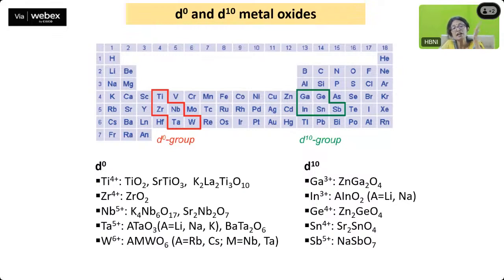Or else you find, again, very good photocatalysts are the d10 group. So in d10, you have gallium 3+, indium 3+, germanium 4+, tin 4+, antimony 5+. So all these, again, are very good photocatalyst materials.